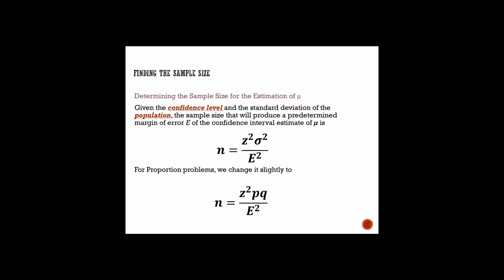We already know the standard deviation of the population. We have to know that. And then we can use this formula, z-squared times standard deviation squared divided by margin of error squared, to come up with our sample size. Now, if it's a proportion problem, I'm going to go ahead and tell you we change it a little bit. Instead of the standard deviation, we use P times Q. Everything else really remains the same.